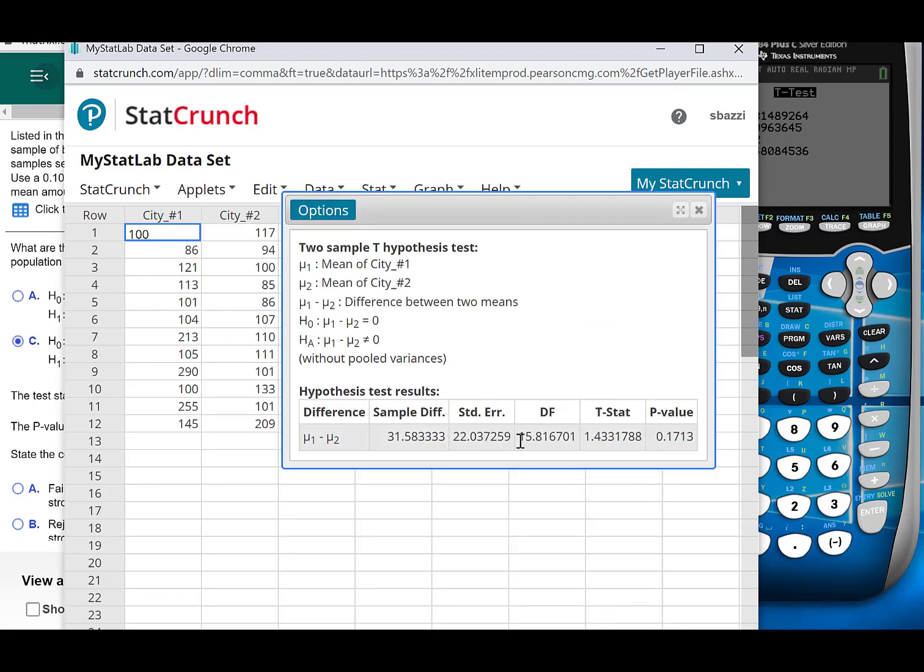Okay, here's the test statistic, guys. It's 1.433 and the p-value is 0.1713, which is bigger than alpha. Fail to reject the null hypothesis. Now let me show you how to use the calculator to do this one.